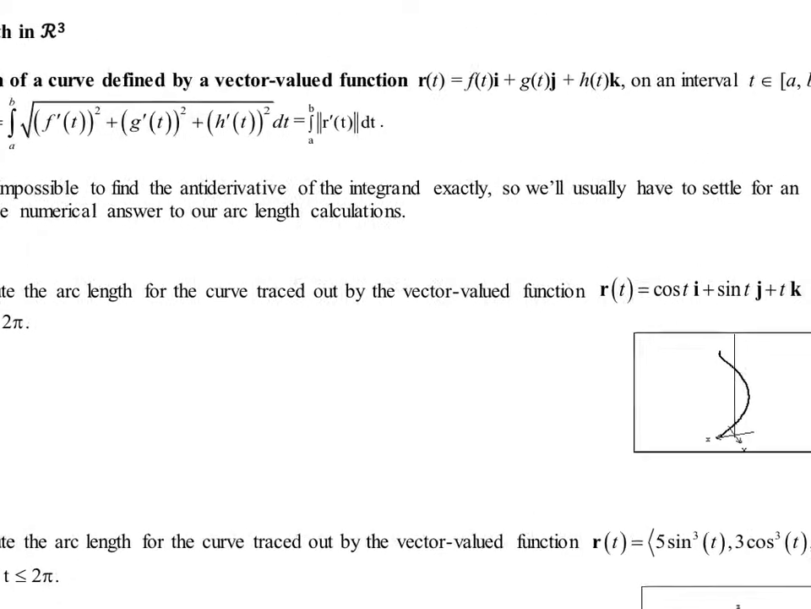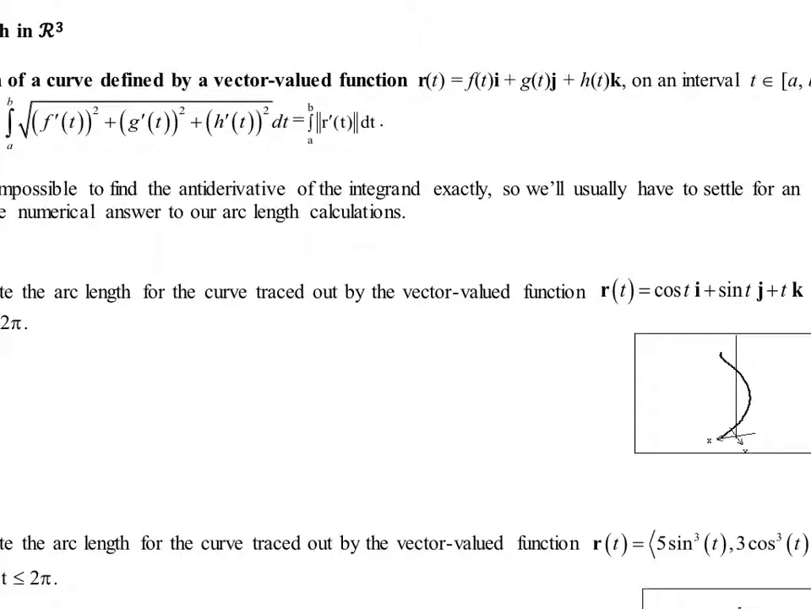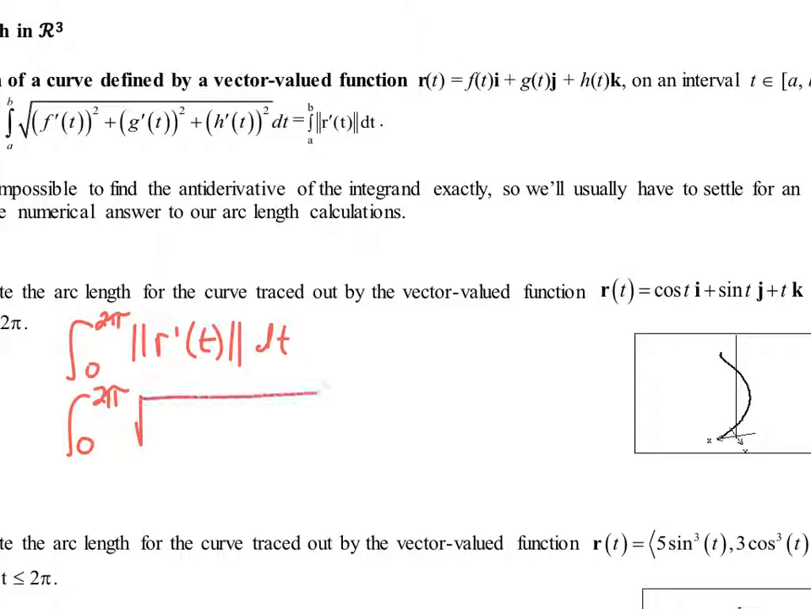So all I want to do here is find, on the appropriate interval from 0 to 2 pi, I believe it was 2, yeah, the integral of the magnitude of r prime of t dt. All right, and so that's going to be the same integral, 0 to 2 pi, the same bounds anyway, of the square root of the derivative of each part squared. So cosine t becomes negative sine.